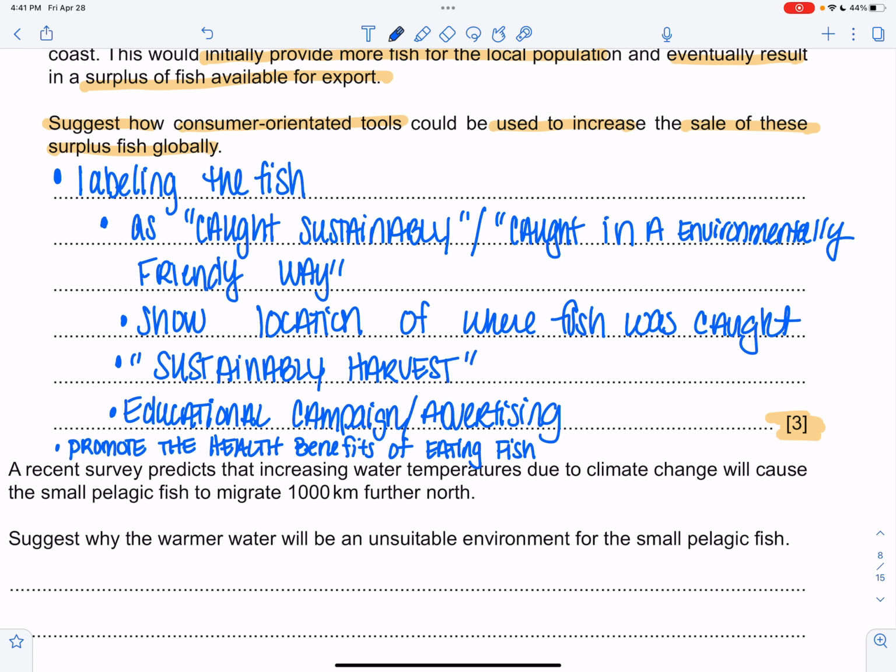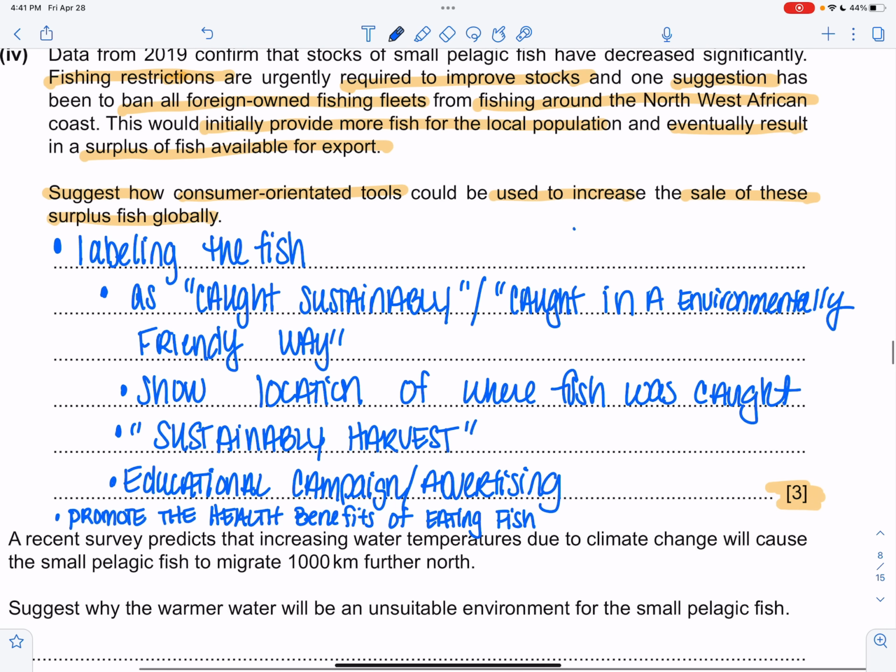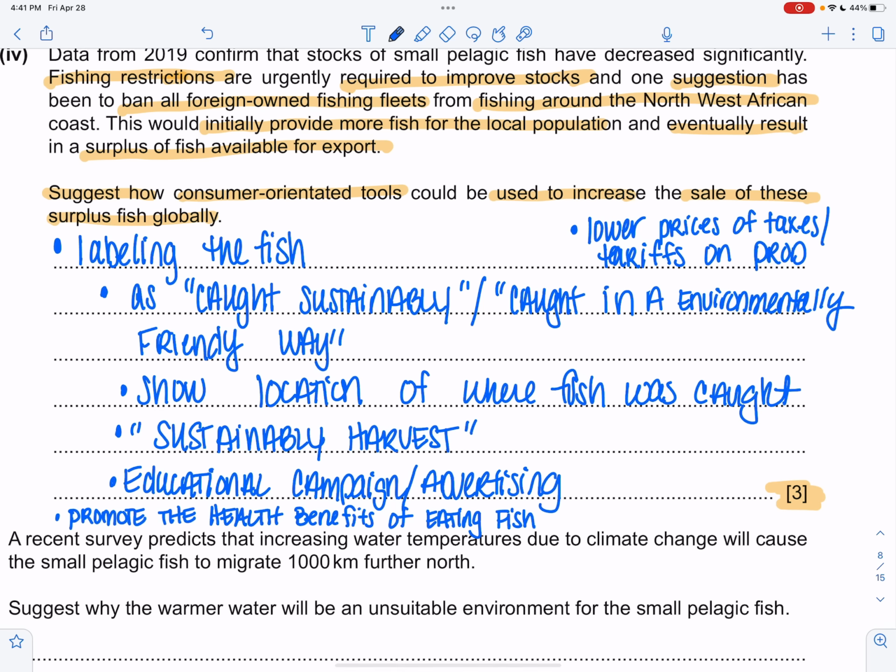And another thing, we could lower the tariffs or the taxes that are on those products, and then keep higher taxes on products that are caught in an unsustainable way. So there's an incentive to purchase them. Taxes or tariffs. I think tariffs are two Fs. I never write it. This is the only section I ever write the word tariff.